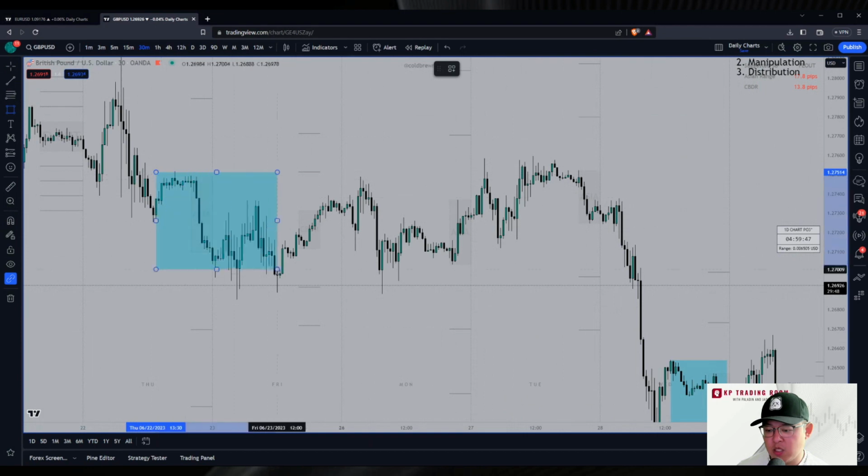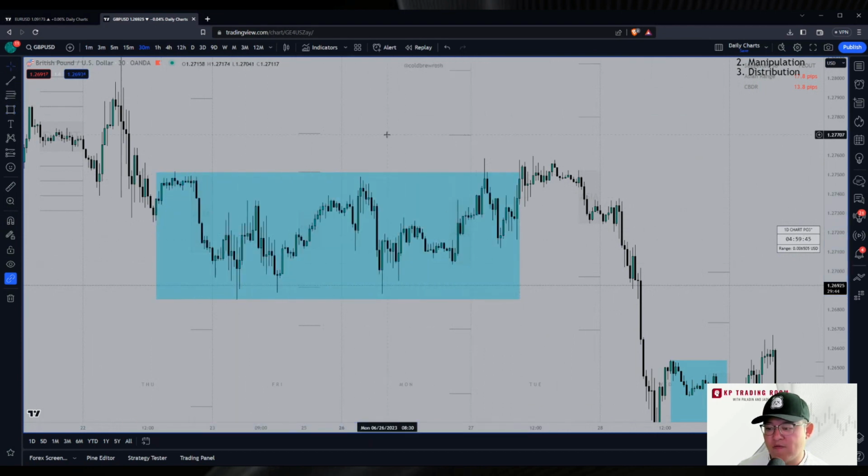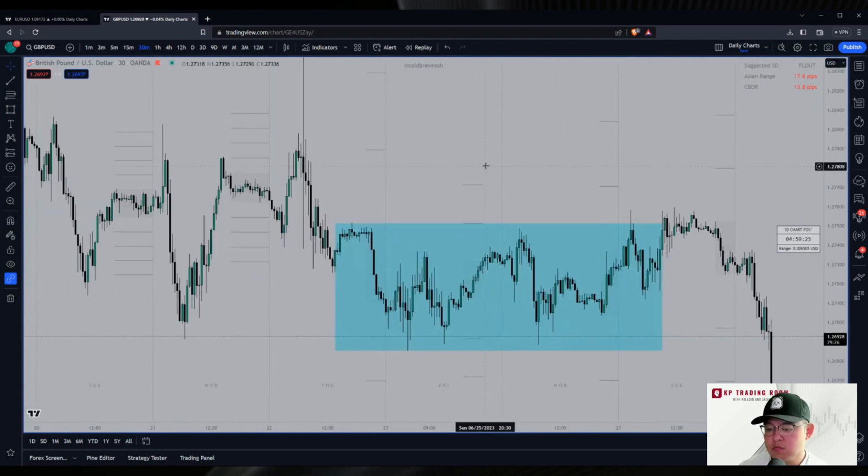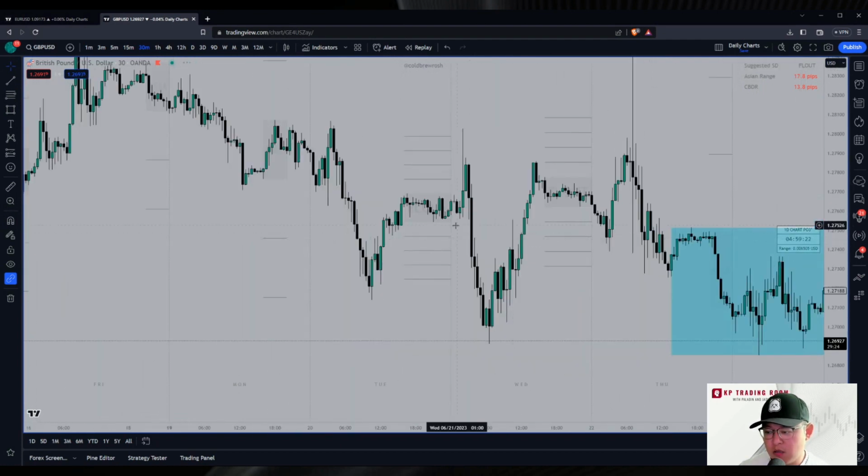Like this range here can be a massive power of three. So we have this huge accumulation, right? We manipulated outside the range. I'm just looking at this consolidation here. That's our accumulation phase. We didn't take it here. We took it here, right? And then distribution.